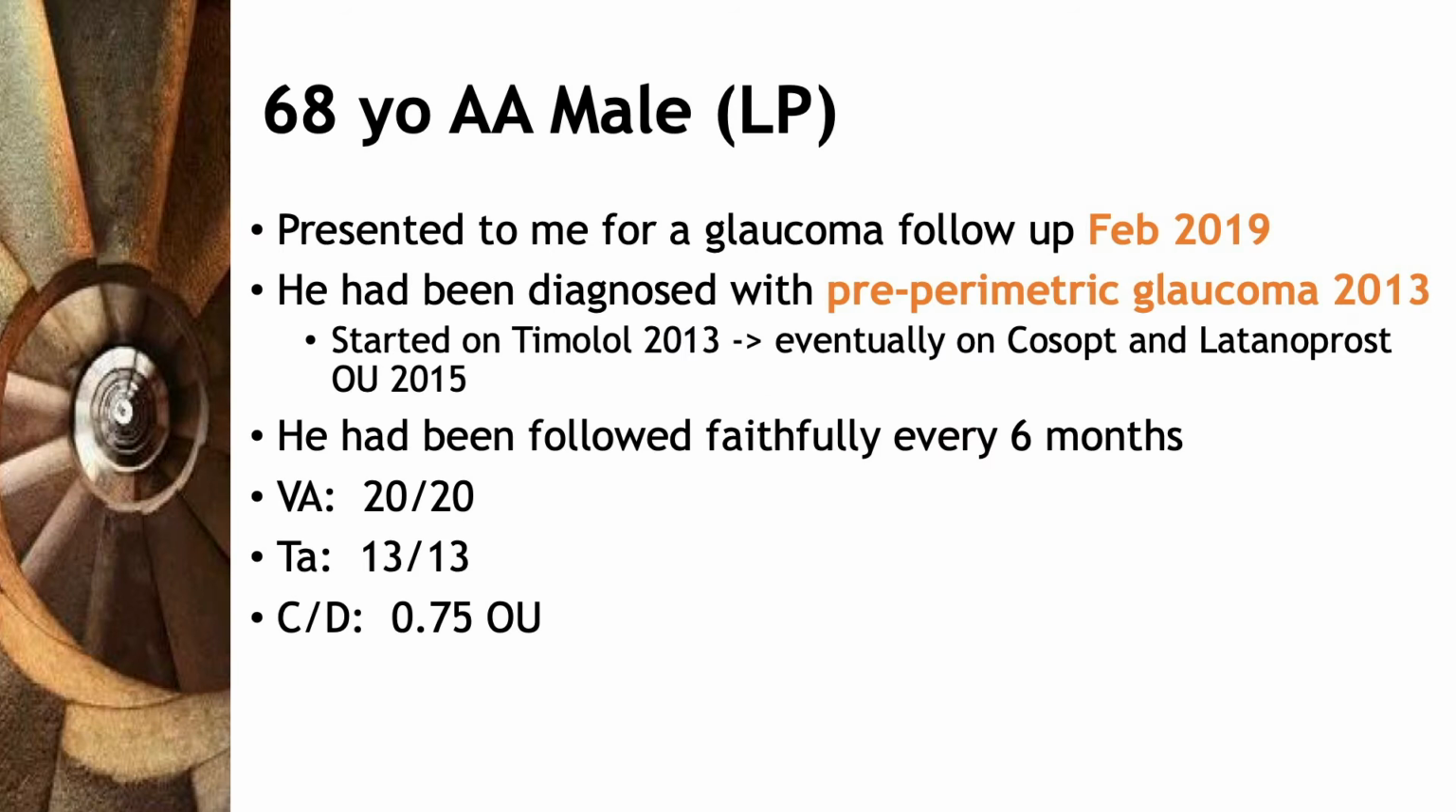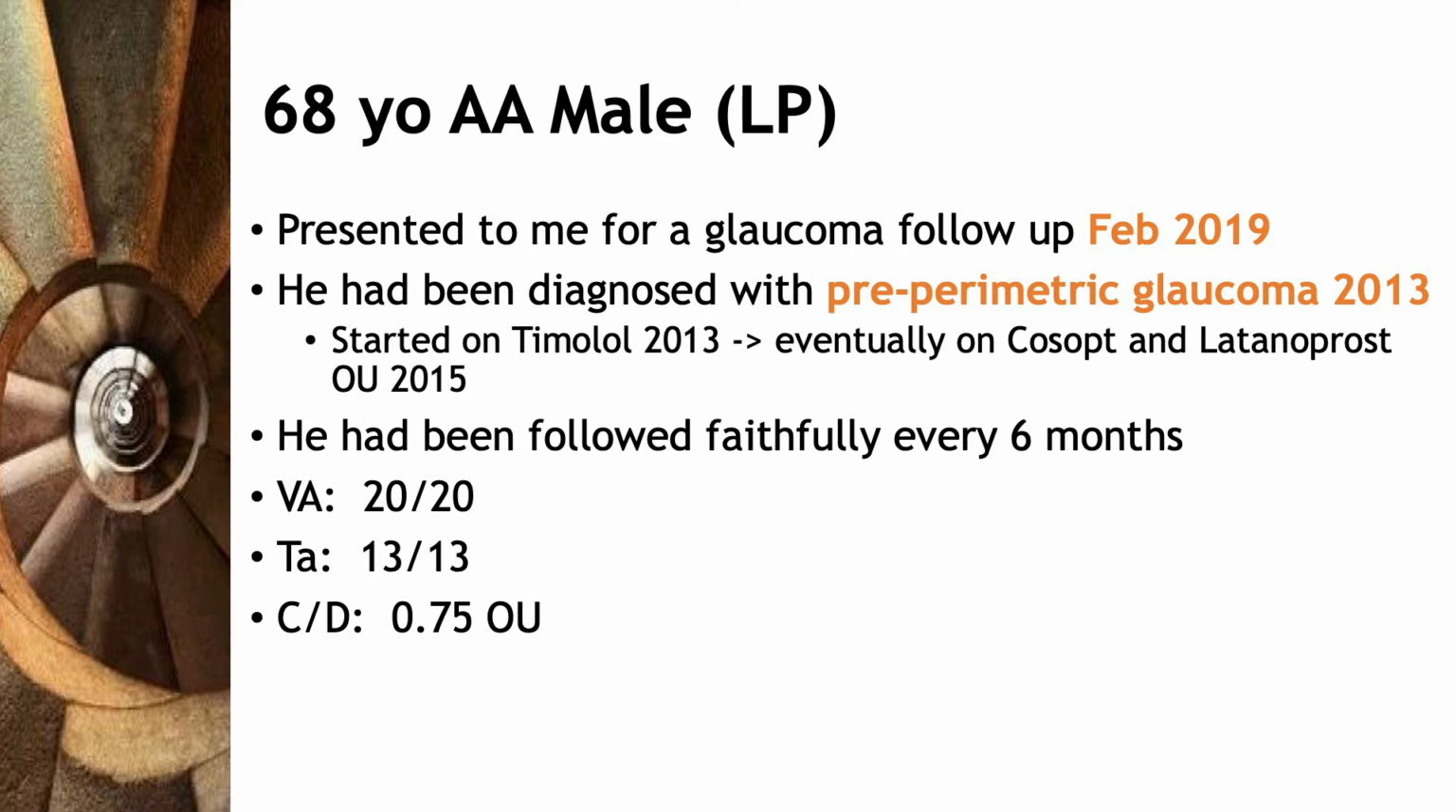This is a 68-year-old African-American male who was inherited to me in 2018 or 2019. And so this is when he comes to me for glaucoma follow-up on one of the visits. It's February 2019. And as I said, he'd been diagnosed with pre-parametric glaucoma back in 2013, and in fact was originally seen in 2012. They thought he had pre-parametric glaucoma. The pressure was high enough that they were concerned, so they started him on timolol. Eventually, over the course of a few years, he was on Cosopt and latanoprost, and this was back in 2015. And the remarkable thing about this guy is he'd been followed faithfully every 6 months.